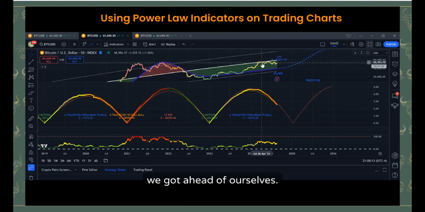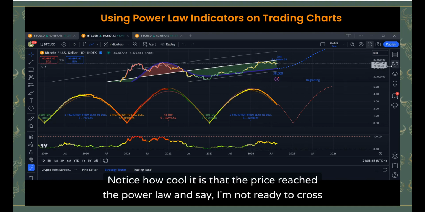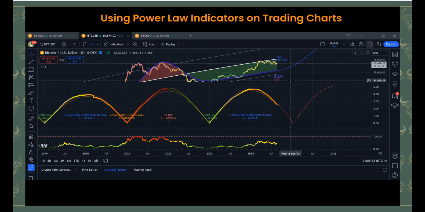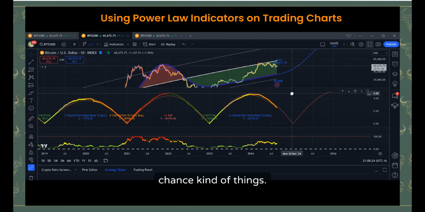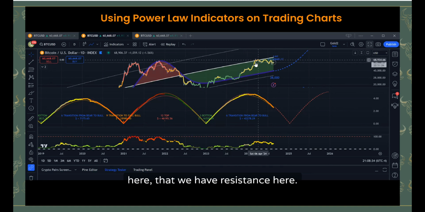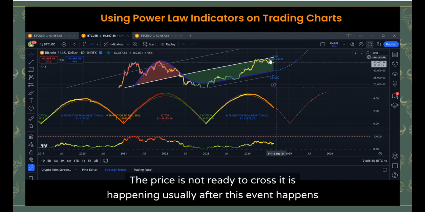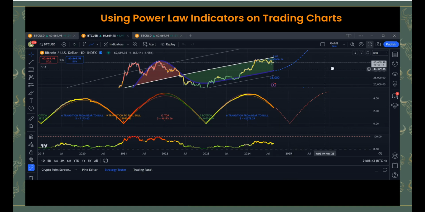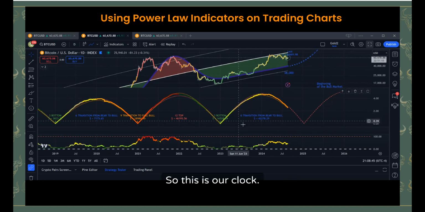We got ahead of ourselves. Notice how cool it is that the price reached the power law and said, I'm not ready to cross it. Now, is this a chance kind of thing? Is it real? You judge. But it's very interesting that we have support here, that we have resistance here. The price is not ready for crossing. It usually happens after this event that we cross the power law. So this is our clock.